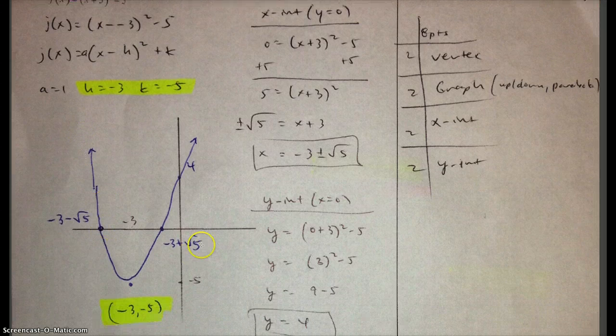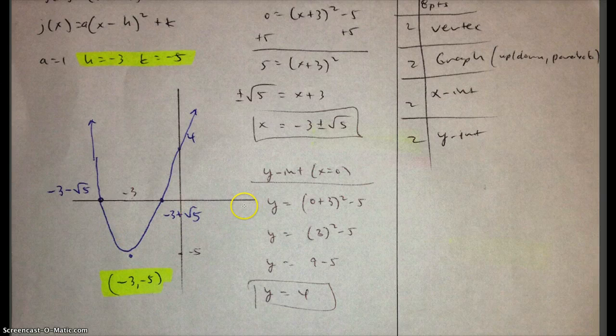So I have here my vertex of (negative 3, negative 5). There it is. Find your x-intercepts. You make y equal to 0. Add 5. Take the square root. Can't simplify the square root of 5. That's plus or minus. Subtract 3. Negative 3 plus or minus radical 5. The plus sign goes on the right-hand side because those are bigger numbers to the right. Negative 3 minus radical 5 goes to the left.